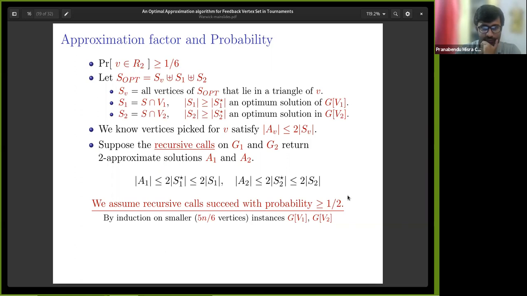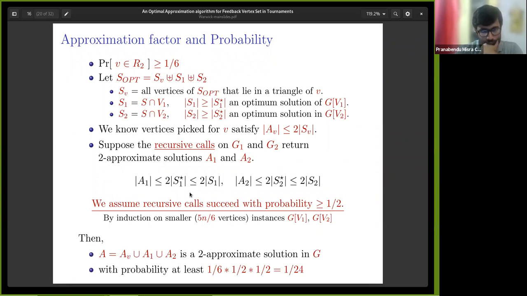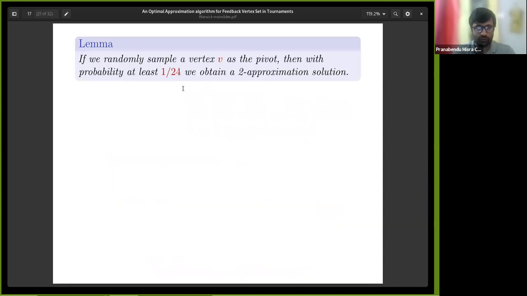Okay, so let's now go and basically just analyze the probability of what is happening. So under this assumption that the recursive calls succeed with probability half, with probability like 1/24, this set that we compute, A of V union A1 union A2, that is a two approximation solution for the current graph G, right? And this 1/24 is simply that with probability 1/6, you picked the correct pivot, and then with probability half, the first recursive call succeeded, and with probability half, the second recursive call succeeded. So you just multiply them, and with probability 1/24, this process succeeds. Right? So essentially, we have this lemma that if we randomly sample a vertex V as the pivot, then with probability at least 1/24, we get a two approximate solution.